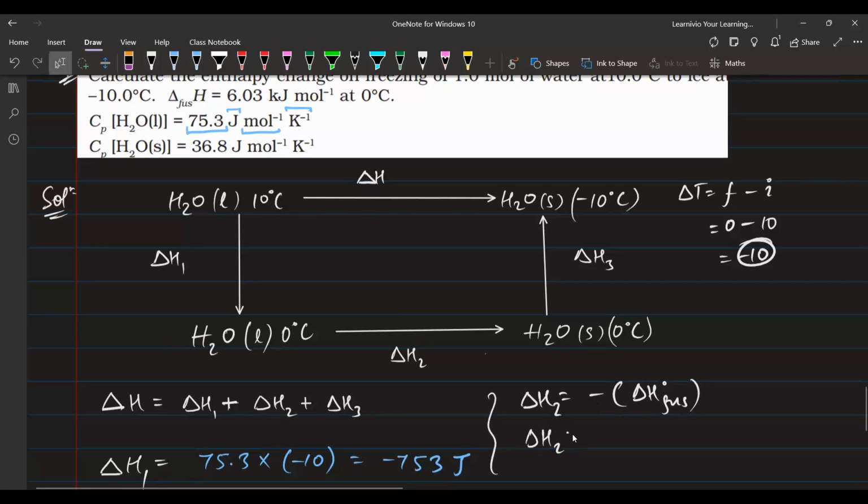Correct? So this is delta H2, and delta H2 can be written as what? Minus, how much will it be? Minus 6030 joules. Does it make sense? Yes or no? Yes, sir.